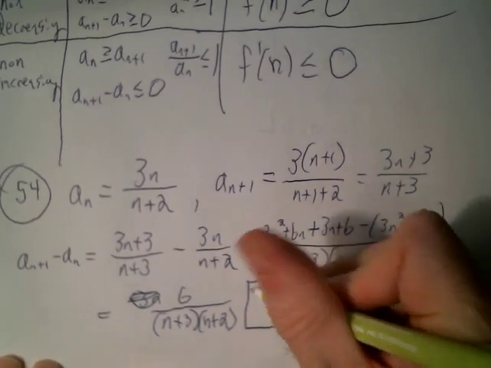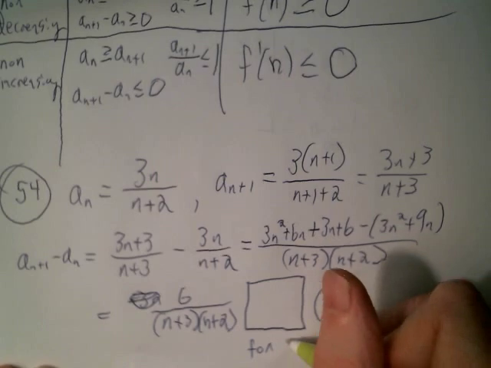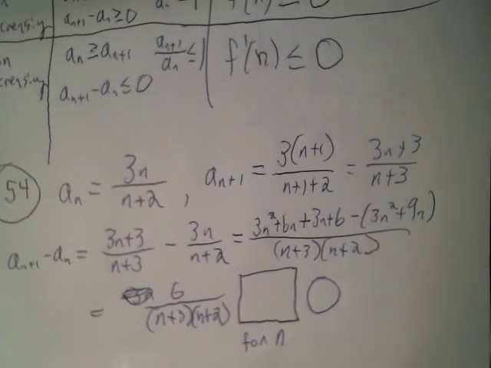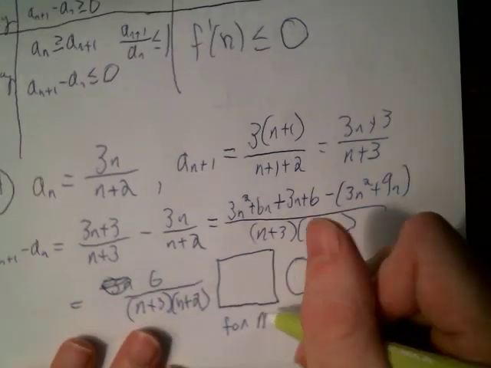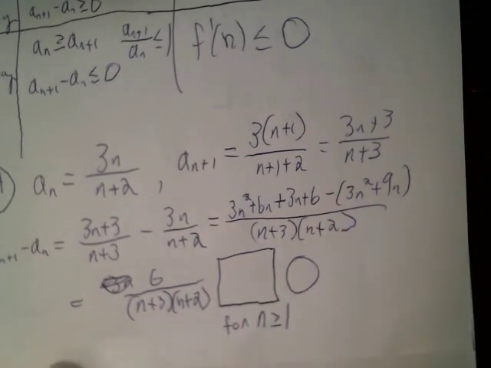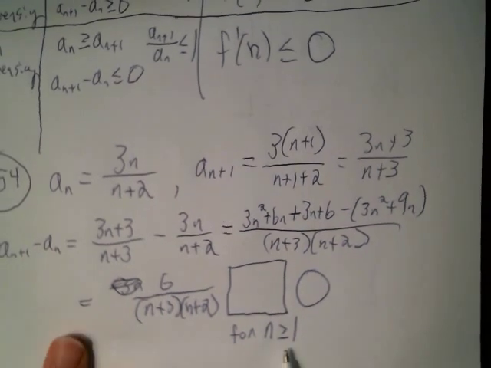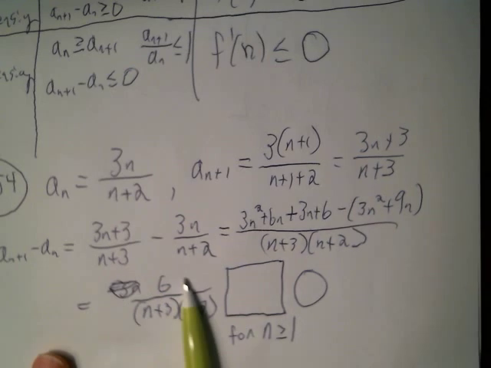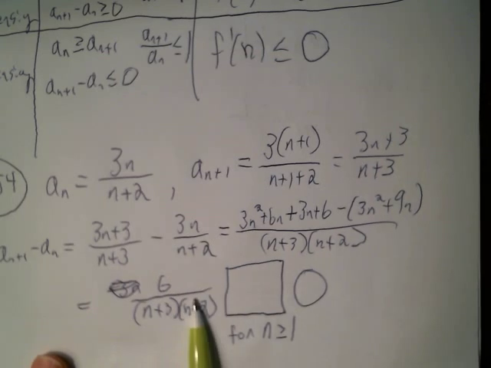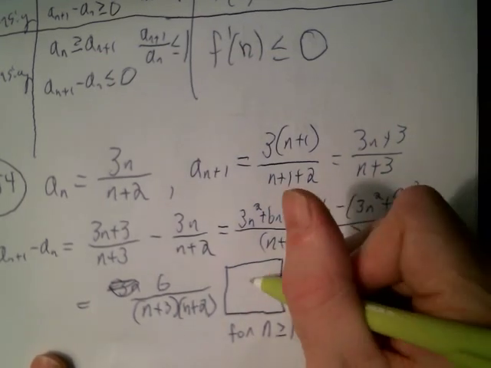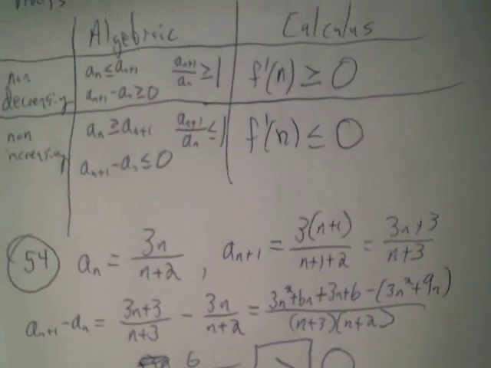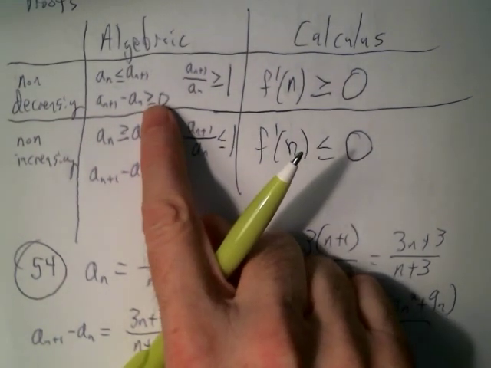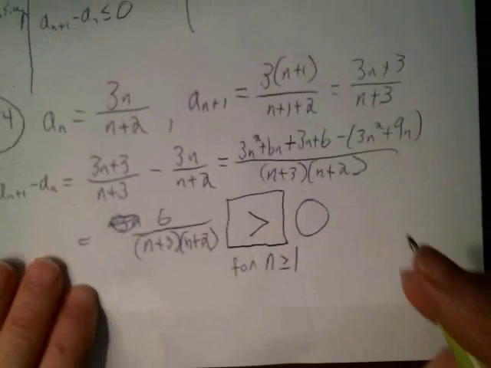And I want to compare that to 0 for values of n. Because we're going to infinity, you can pick n values greater than 1, greater than 2, greater than 3, just so long as eventually it stays either above or below 0. So I'll say for n greater than or equal to 1, for instance. If I plug any n value greater than or equal to 1 into this expression, the numerator will be positive, the denominator will also be positive. Positive divided by a positive is positive. Positive is greater than 0. Okay, so I go back to my chart, that's this case, and so we say it's non-decreasing.